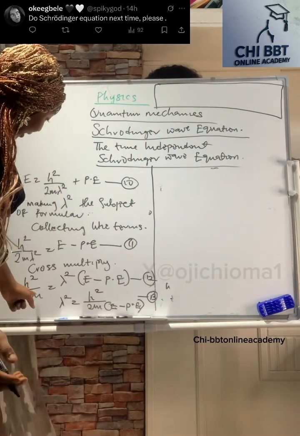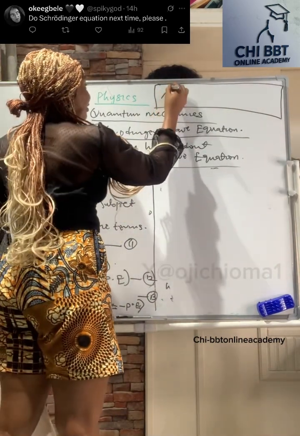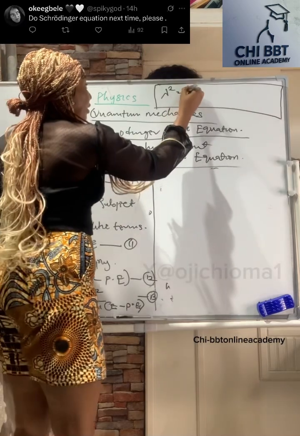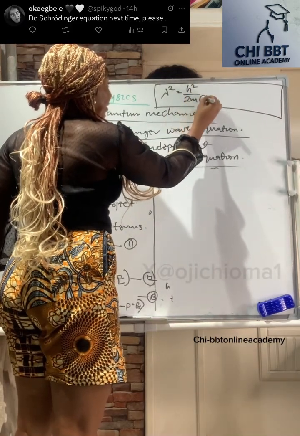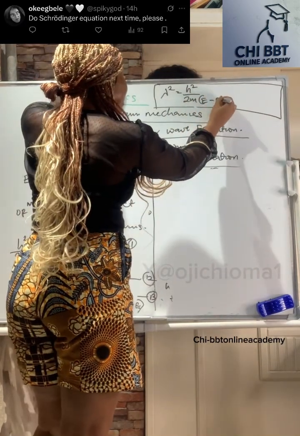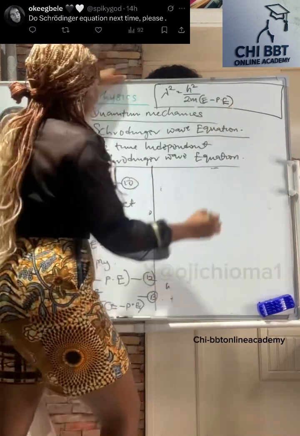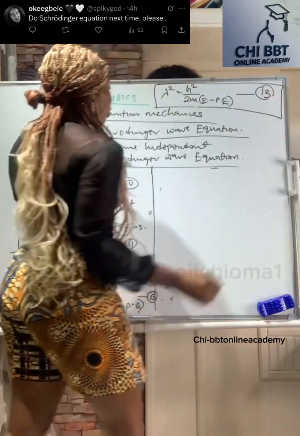Please correct me when I'm wrong. I'm not using a notebook. Lambda squared becomes h squared over 2m bracket E minus PE. That's equation 13. It will be useful.